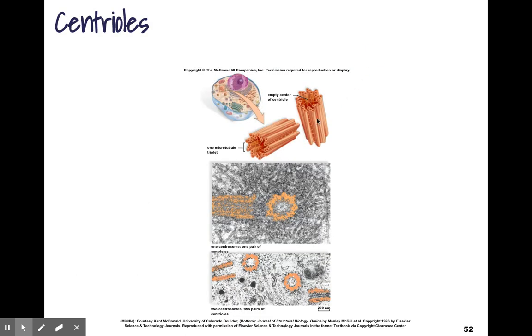Okay, so this is what they look like. Centrioles look like a stack of straws. And like we said, they make these small little fibers that attach onto the chromosomes and move them around during cell division.